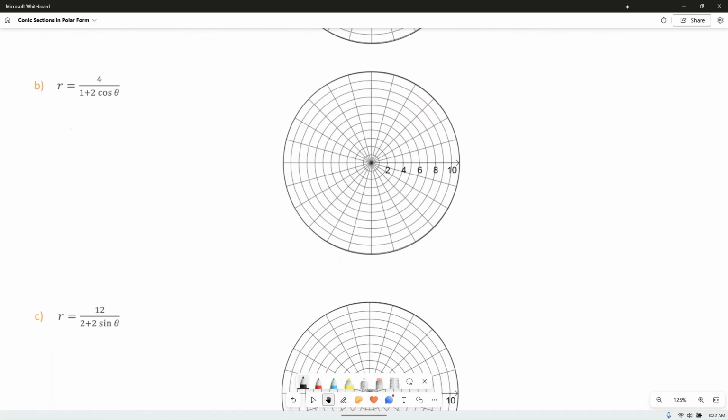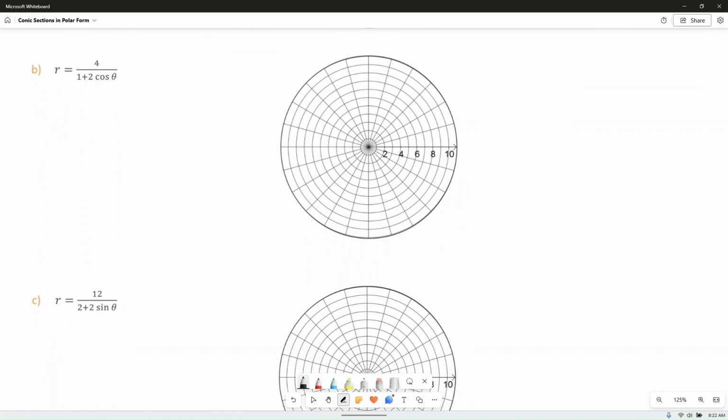All right, let's try a couple more here. In our next example, we have r equals 4 divided by 1 plus 2 cosine of theta. So we're going to follow the same process. First, find the eccentricity, which is the number in front of cosine. In this case, that's a 2. If the eccentricity is 2, well, 2 is greater than 1. And if the eccentricity is greater than 1, that means we have a hyperbola.